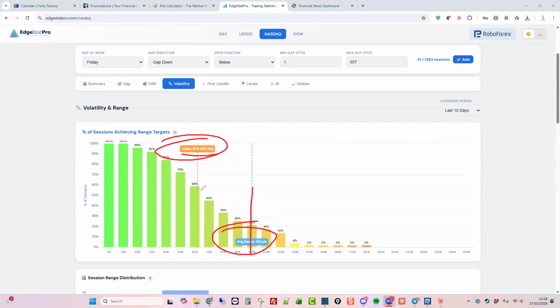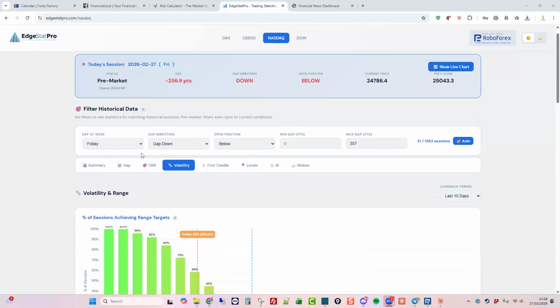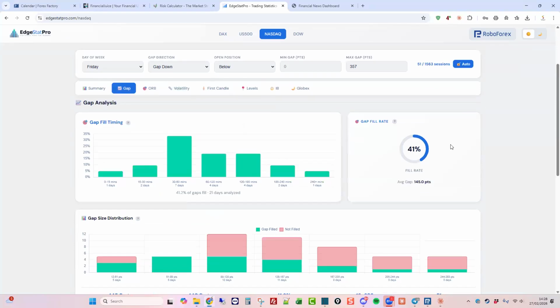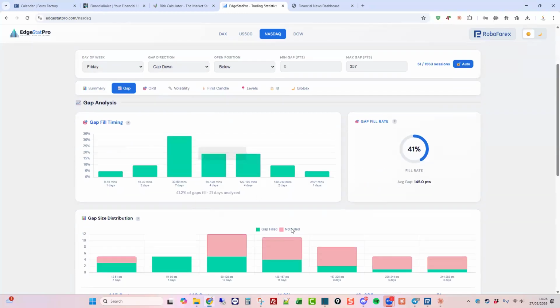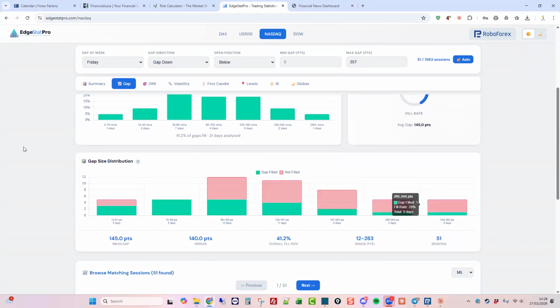So we are down at the point now where it's 50-50 whether we'll even get to that average daily range. But we are 269 down. Look at the gap. There's a 41% probability that we hit that within 60 minutes. Our gap size today is 256, which is all the way up here. So we are an outlier.